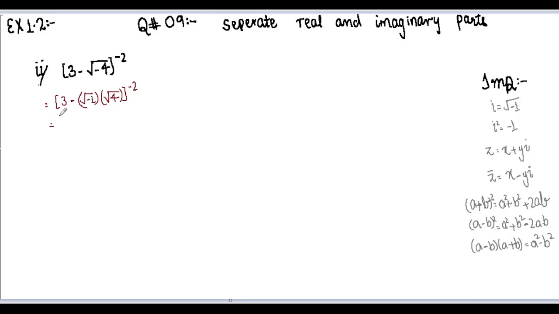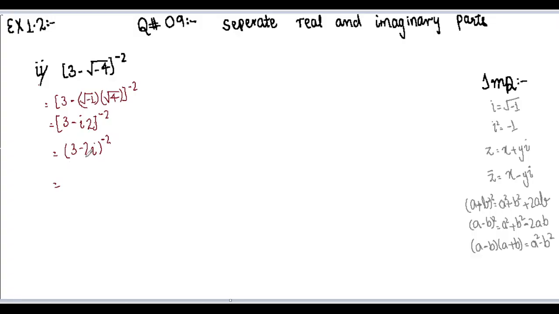Now we all know that square root of minus 1 gives us i. We know this thing that i equals square root of minus 1. So here we are going to write i into what is square root of 4? Yes, it's 2. Oops, sorry. So here comes (3 minus 2i) whole raised to the power minus 2. Now we are just going to write it in a simpler way. Now we are going to remove this negative sign.